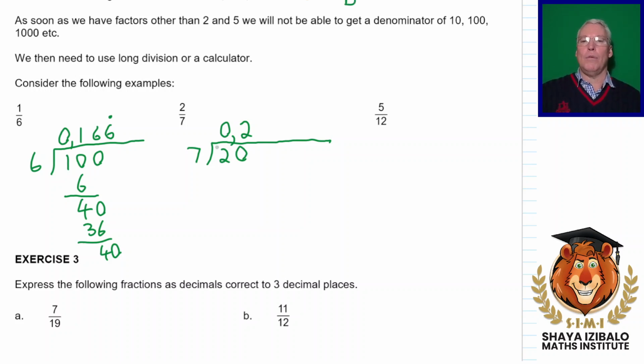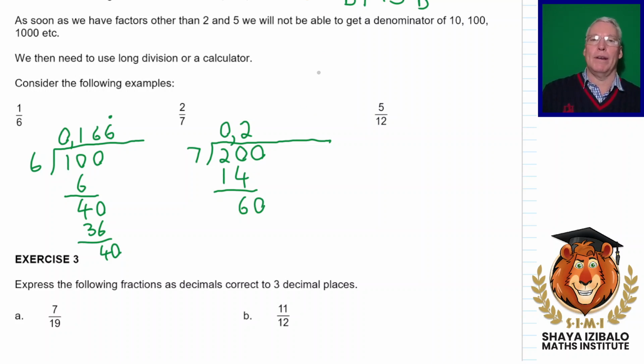Then we take this 2 and we multiply it by the 7 and we get 14. That's the multiply step, right? Then we subtract 20 minus 14 and we get 6, right? And then we bring down the next 0. Okay, so subtract, bring down. Divide, multiply, subtract, bring down.